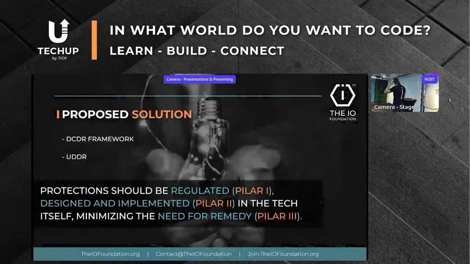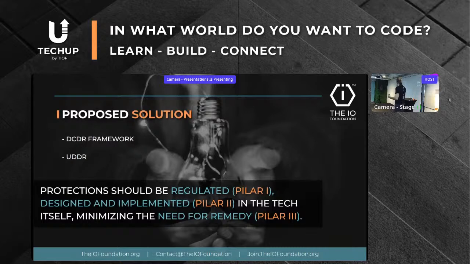So the proposed solution that we've been looking into from TIOF was essentially the DCDR framework that we reviewed yesterday, with the outcome of having a universal declaration of digital rights, which I'll also explain a little bit more in detail yesterday. I don't have the time to get into details there now. And you could read it as we describe it here.